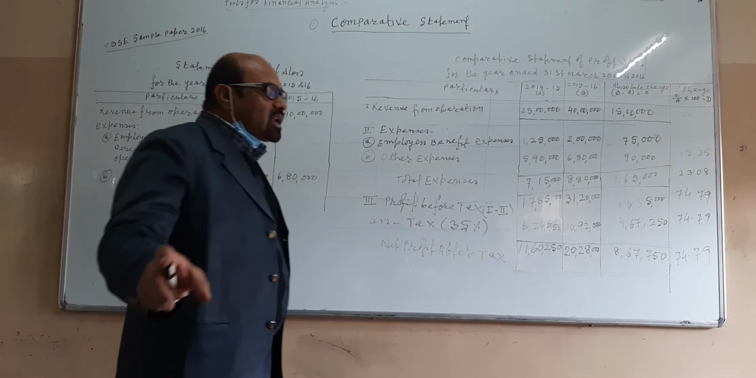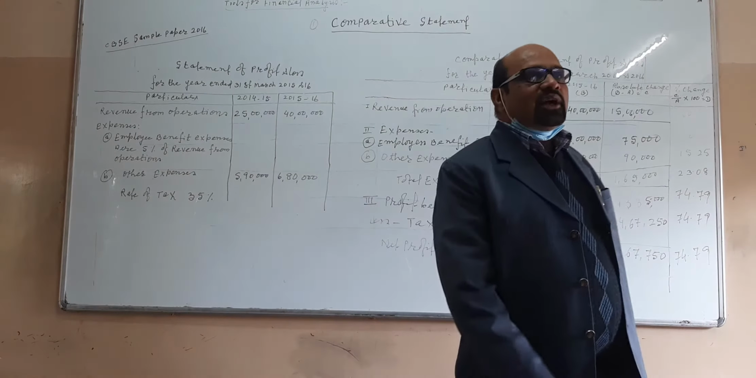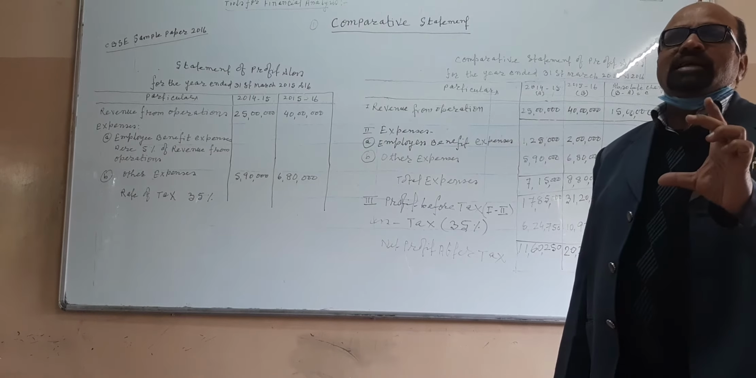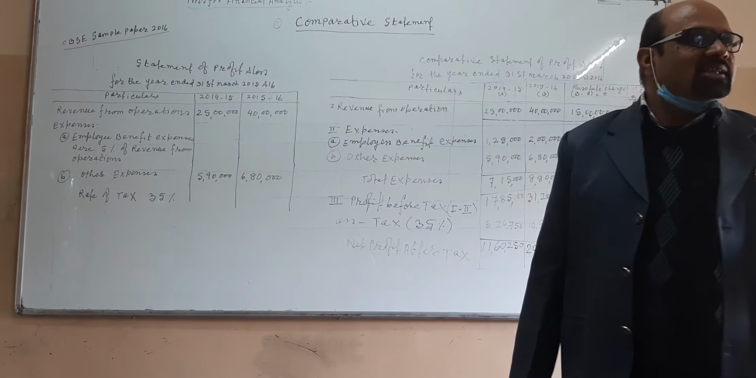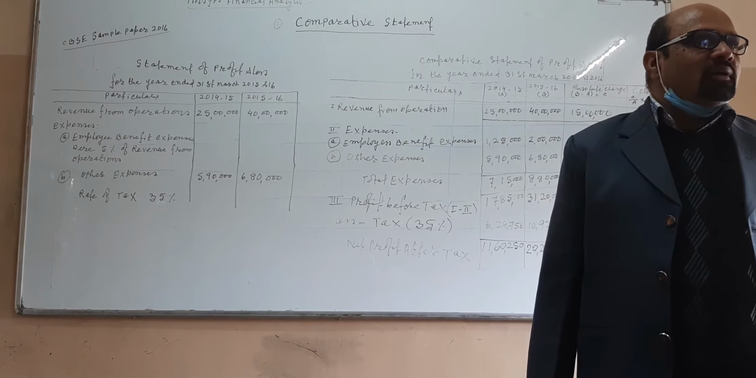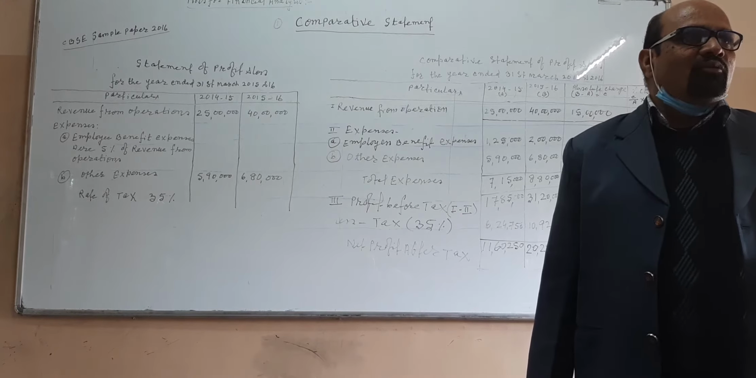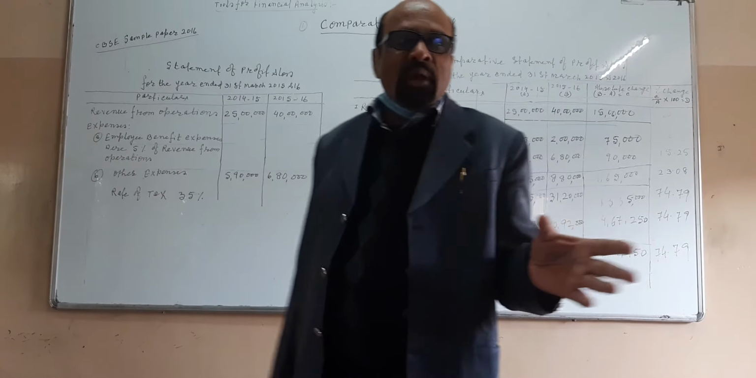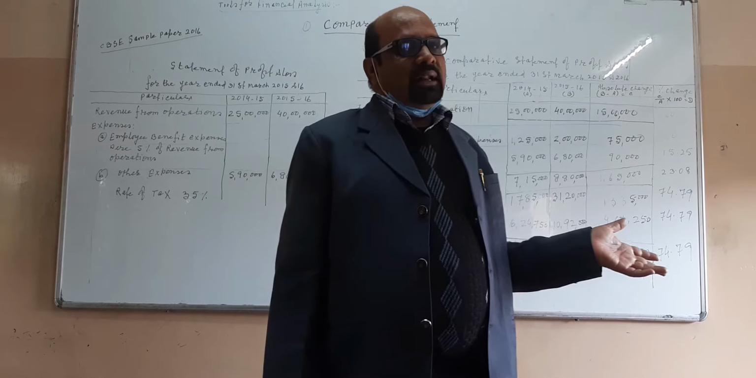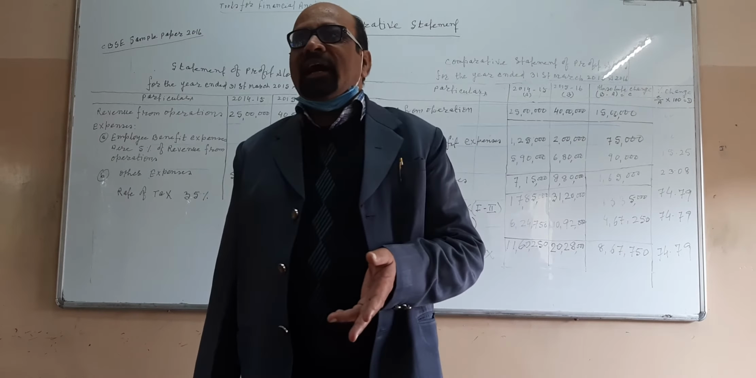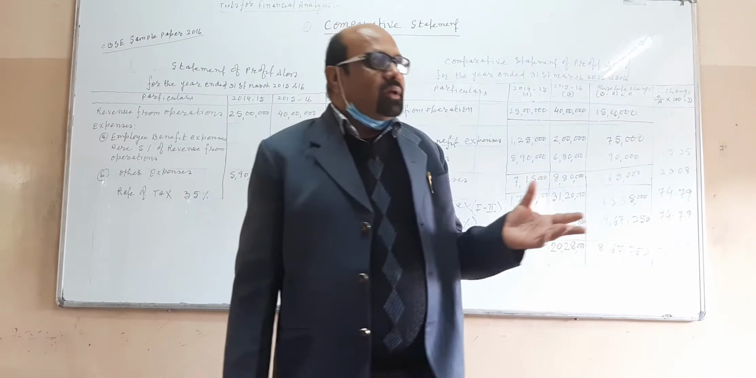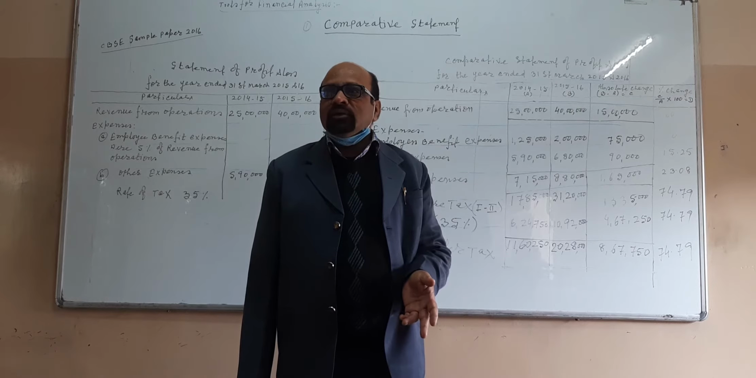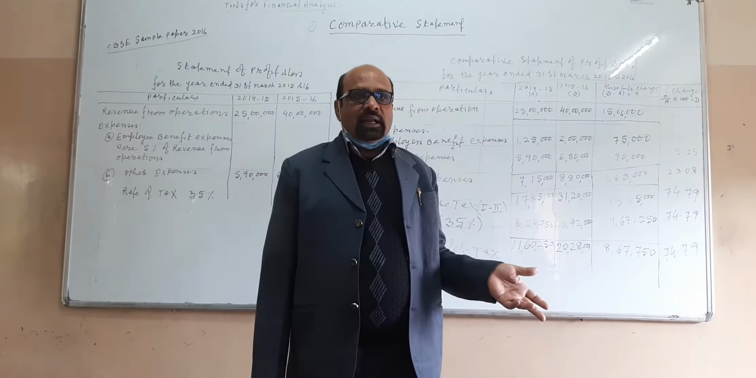Students, first try to understand what is the meaning of financial statement. Financial statement, you are studying in class 11 also, final account. Final account means what? Financial statement. It includes trading account, profit and loss account, and balance sheet. With the help of trading account, we calculate what? Gross profit or gross loss. With the help of profit and loss account, we calculate what? Net profit and net loss.